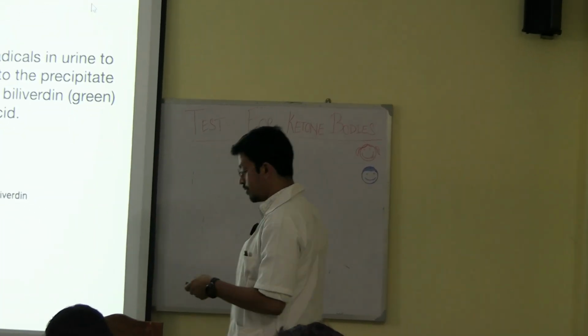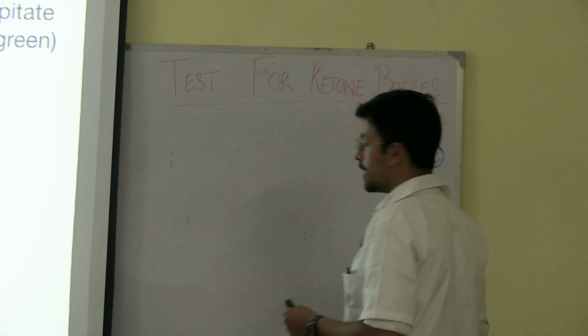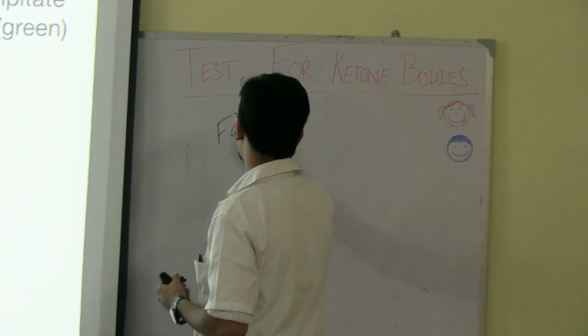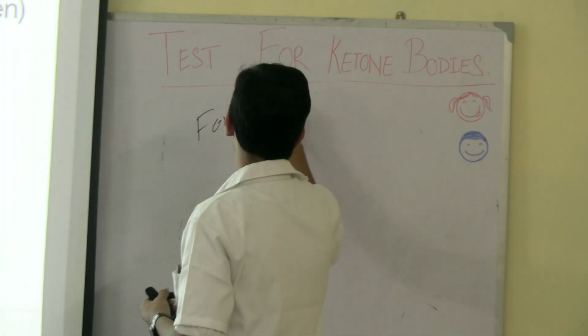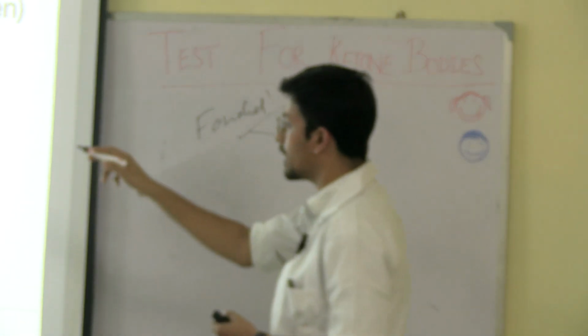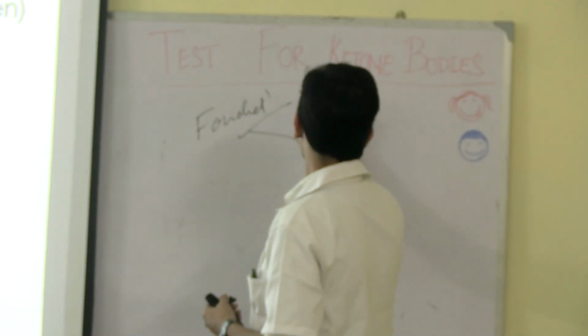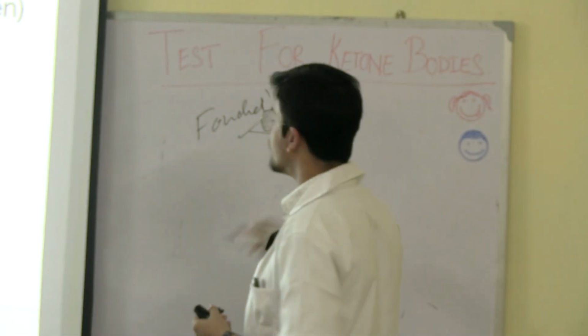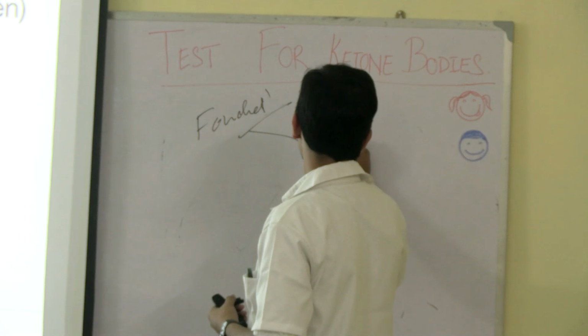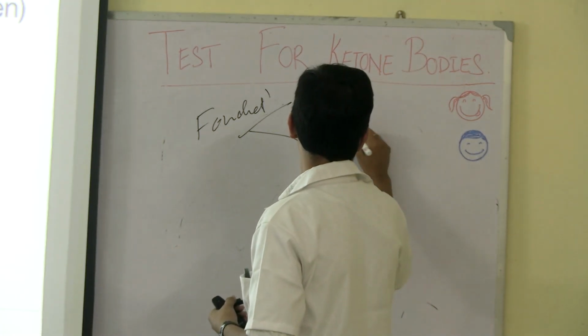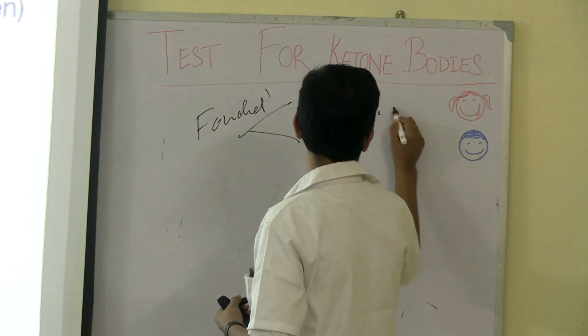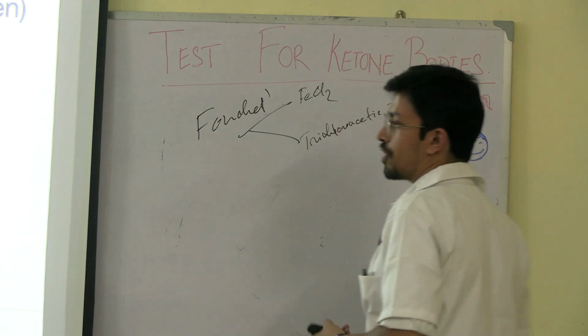So over here I am using one reagent, that is the Faucher reagent. First of all, write it down, the Faucher reagent. What does the Faucher reagent contain? Faucher reagent contains two things. One is perichloride. Another one is the trichloroacetic acid. These two are the Faucher reagent.